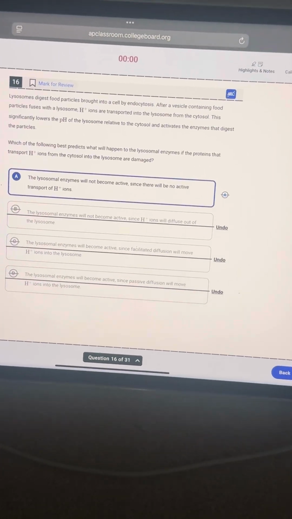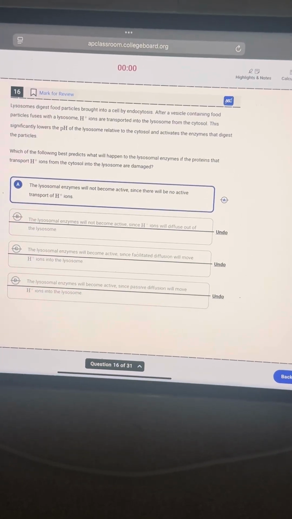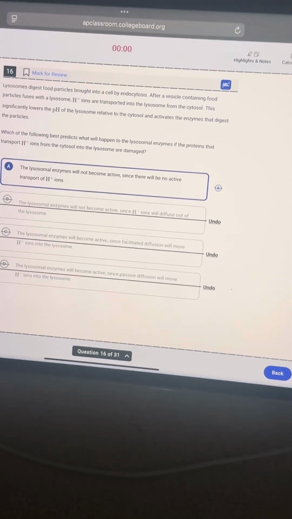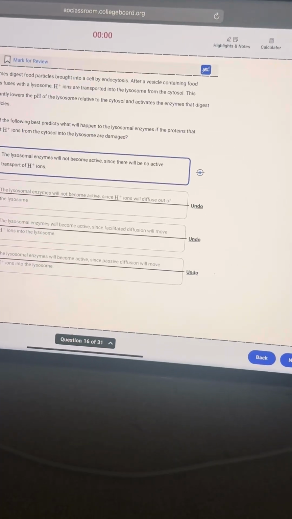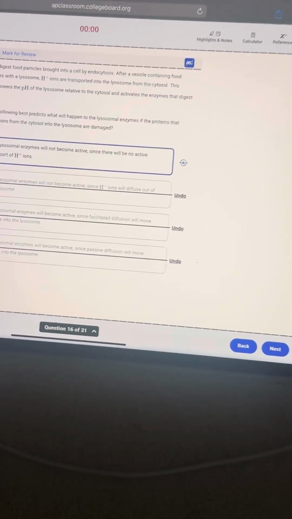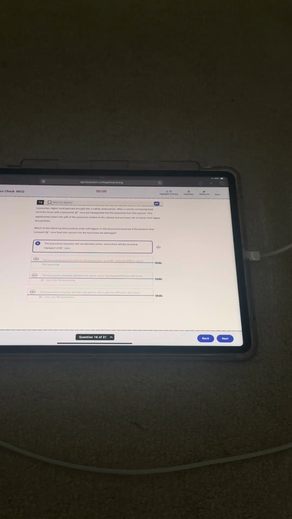Lysosomes digest food particles brought into the cell by endocytosis. After a vesicle containing food particles fuses with a lysosome, H plus ions are transported into the lysosome from the cytosol. This significantly lowers the pH of the lysosome. Okay. We read a little chunk of it, but let's actually understand what we read.